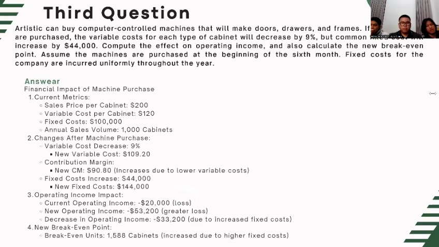And next is the operating income impact. The current operating income is minus $20,000. It's a loss, and the new operating income is minus $53,200. It's a greater loss, and the decrease in operating income is minus $33,200 due to increased fixed costs. And the last one is the break-even point. Break-even units is 1,588 cabinets, increased due to higher fixed costs. And that's for the third question.